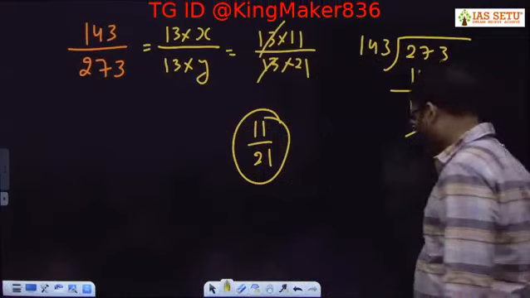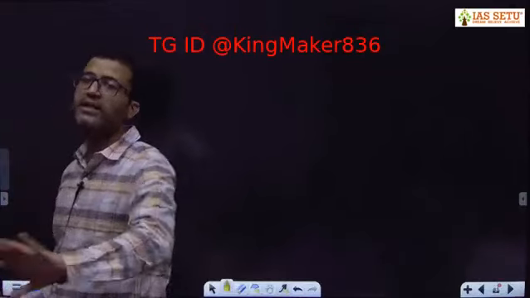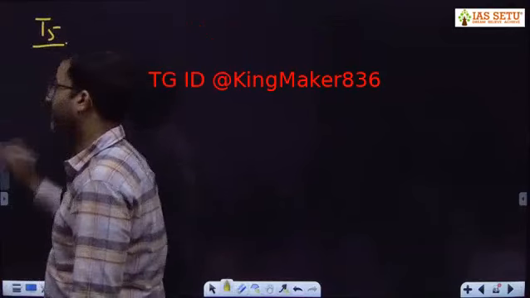Next is type 5. So now we start our HCF. Type 1, type 2, type 3, type 4 is like a base for HCF, just like we did in LCM. Type 5.